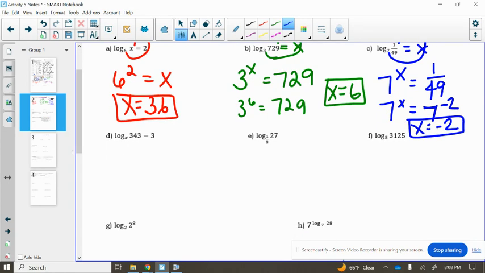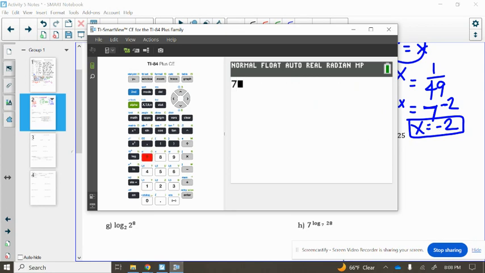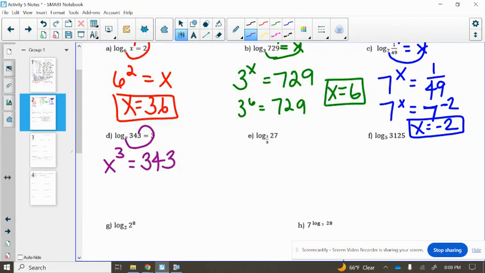Next up, notice our x value this time is actually in the base. So we have x to the 3rd power is 343. You may need to guess and check on this one a little bit, but 7 to the 3rd power ends up being 343. So our x this time is going to be 7.